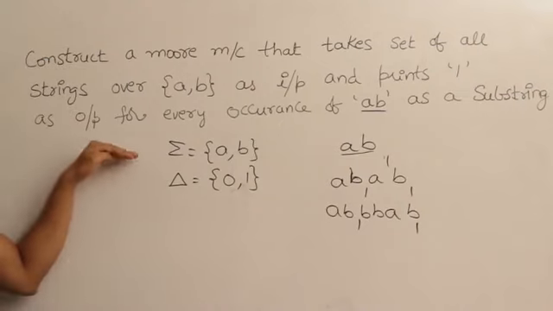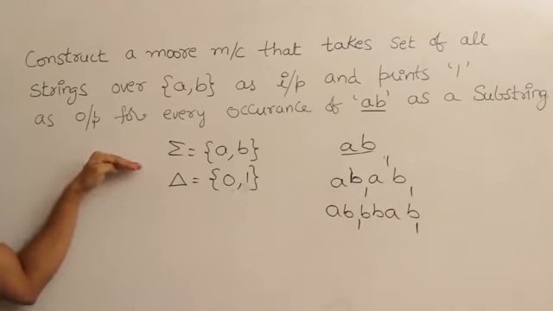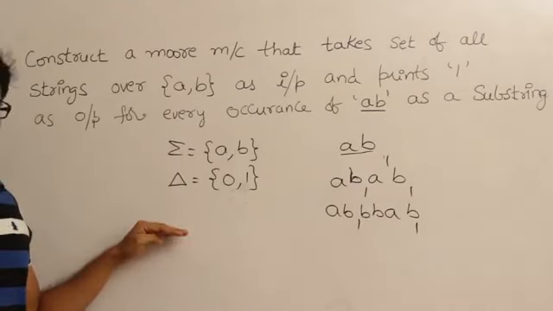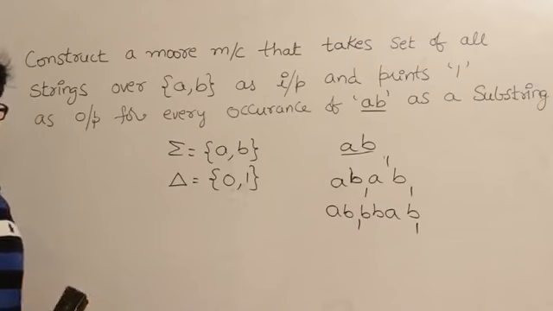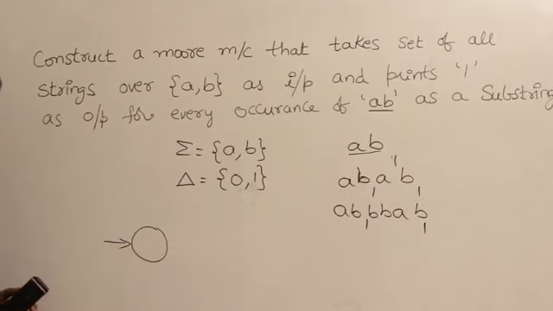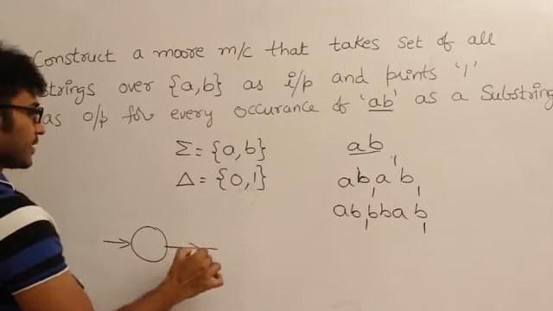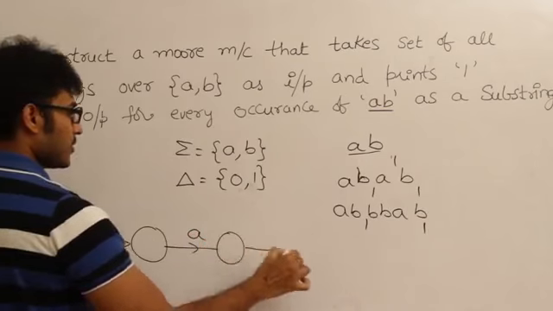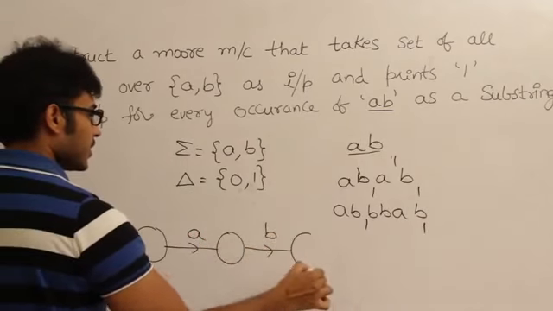Therefore, in order to solve this problem, I am going to construct a finite automata, or let us say a DFA, which accepts the set of all strings ending with AB. Okay, so if you remember how to construct the DFA for the set of all strings ending with AB, this is how it looks. I am not going to talk about the procedure, you already know it.